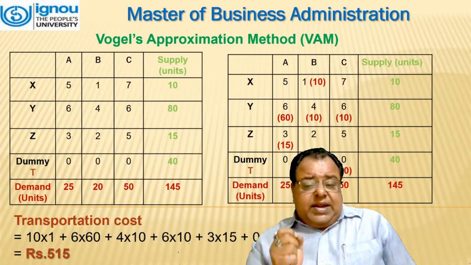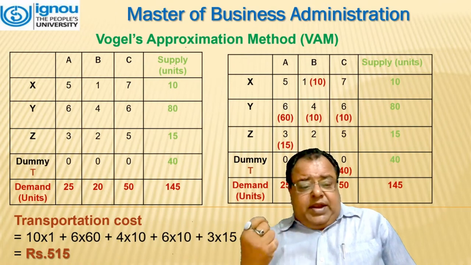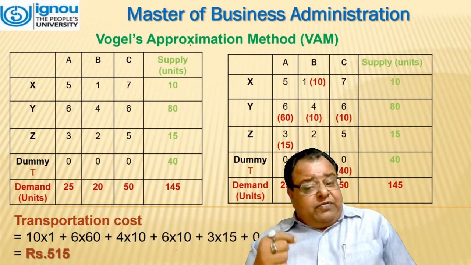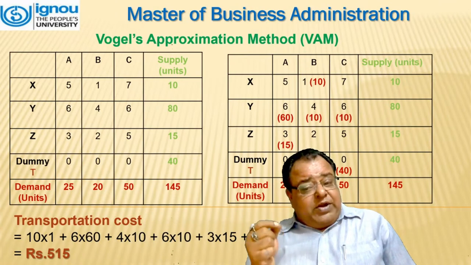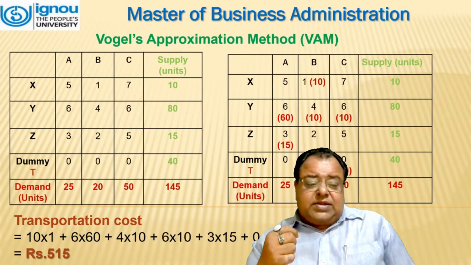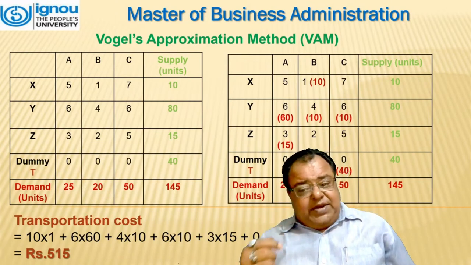Here, the same method has to be followed, and we see that 1 into 10 plus 6 into 60 plus 4 into 10 plus 6 into 10, 3 into 50 plus 0 into 40. Here we get the transportation cost as 550.